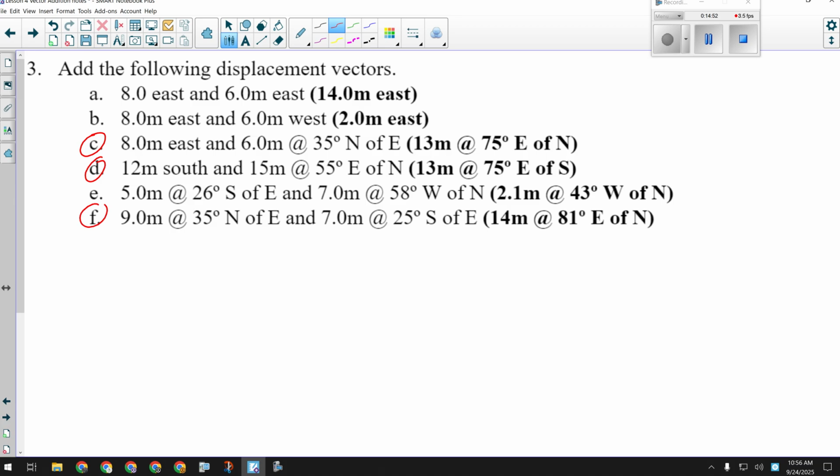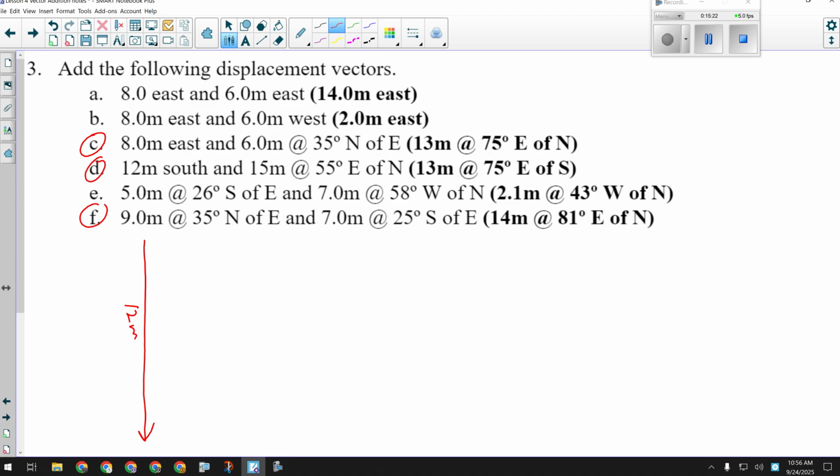Okay, so looking at D here, guys, we got 12 meters south. This one's often tricky for people because of scale, right? So 12 meters, not 11, 12 meters south, okay? And then 15 meters at 55 degrees east of north. Is that more than halfway from north to east? It is, because halfway would be 45 degrees.